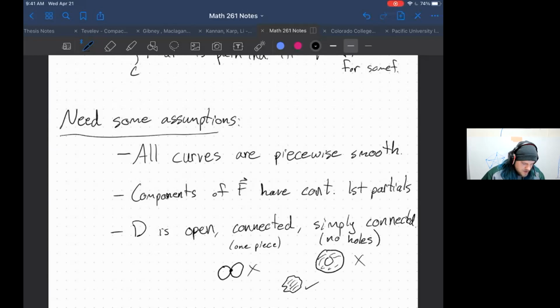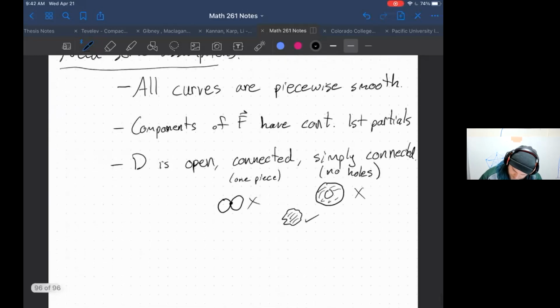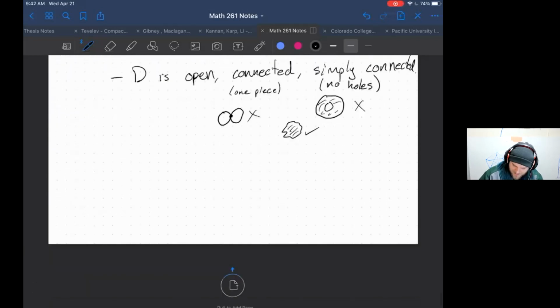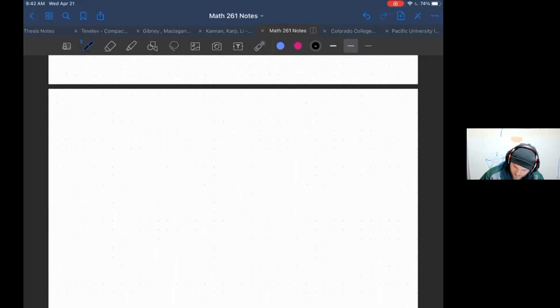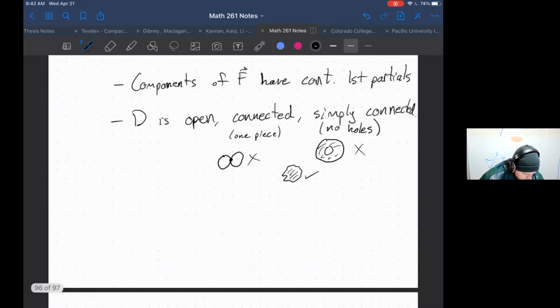So these are our assumptions. Sometimes they will come into play. A lot of the time they won't, but keep an eye on these if you see something about them on quizzes. These are the type of things that we might ask about on quizzes. So all of this leads to yet another theorem.